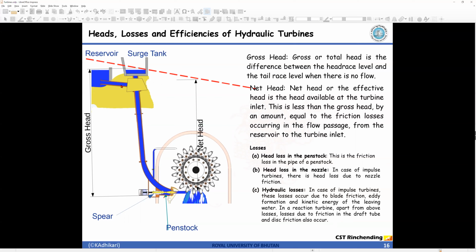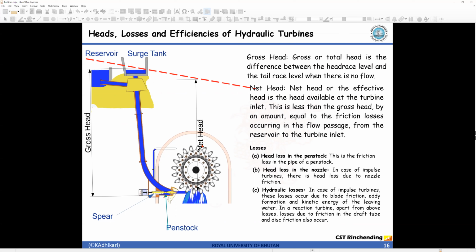And the total head between the reservoir and the runner is known as the gross head, that is without reducing any frictional losses. But the net head is after reducing the frictional losses. When water comes from this region to this region, obviously some energy is lost due to friction, right? So the actual head available at the runner is known as the net head.